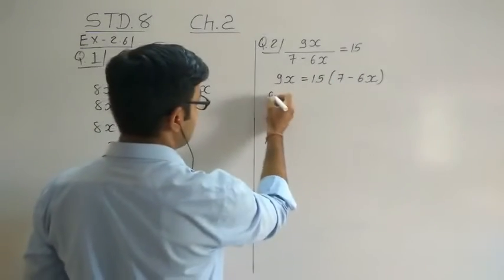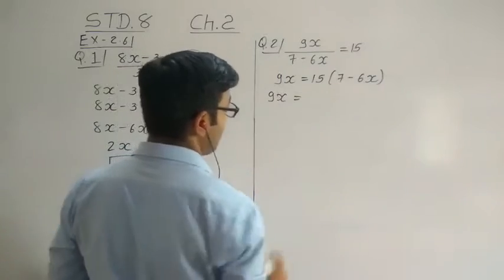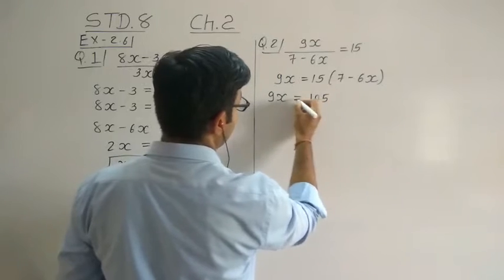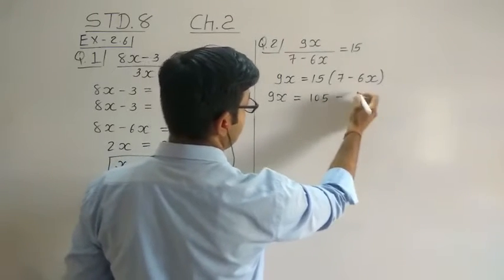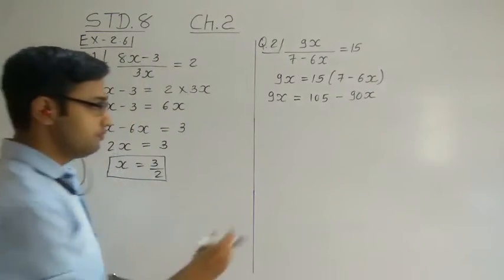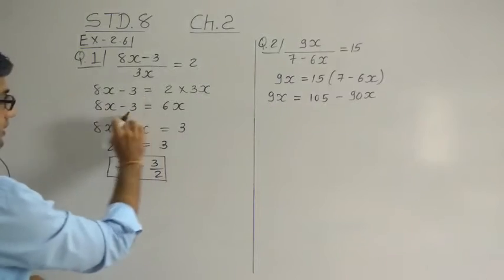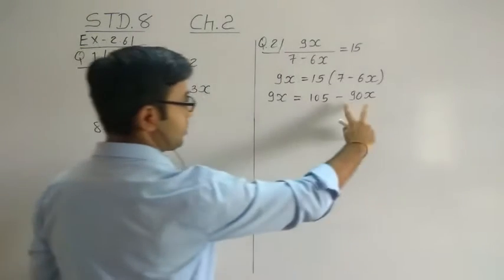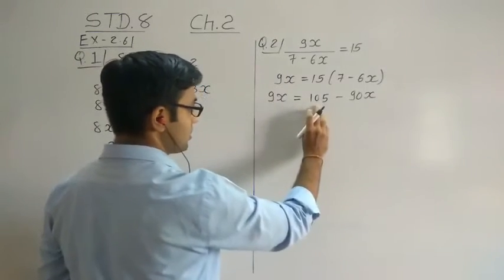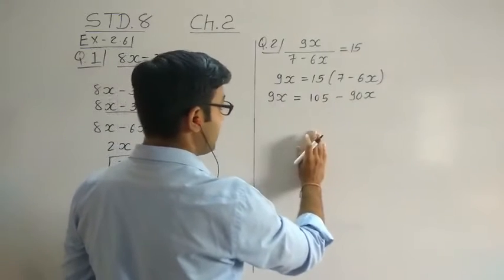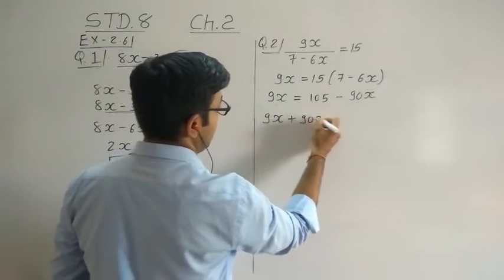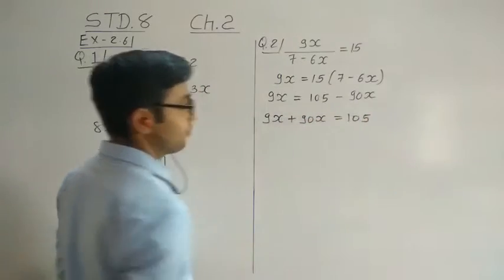Okay. Now here, 9x is equal to, here we have to multiply 15 with 7. 15 times 7 we get 105, and minus 15 times 6 is 90, so 90 into x. Now it is again simplified in this form. So collect all the terms with the variable x to the left hand side, and constants to the right hand side. The only constant is 105, it is already at the right hand side. So take this 90x here, you get 9x plus 90x is equal to 105.